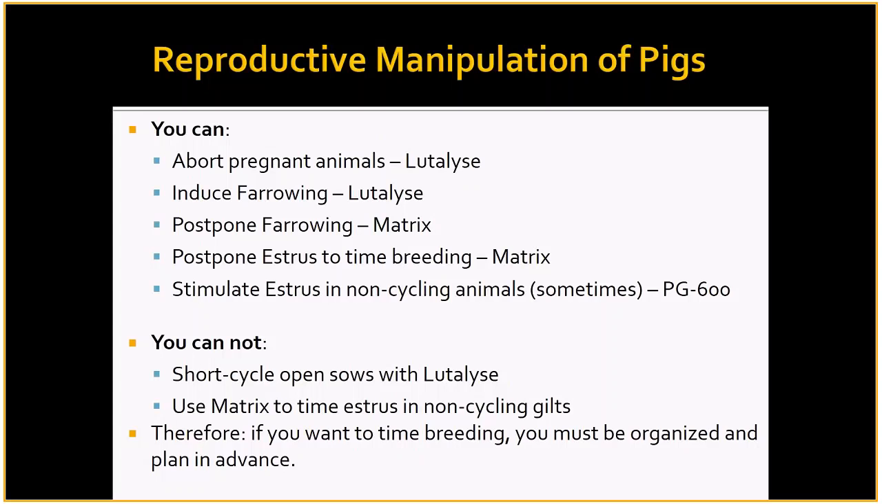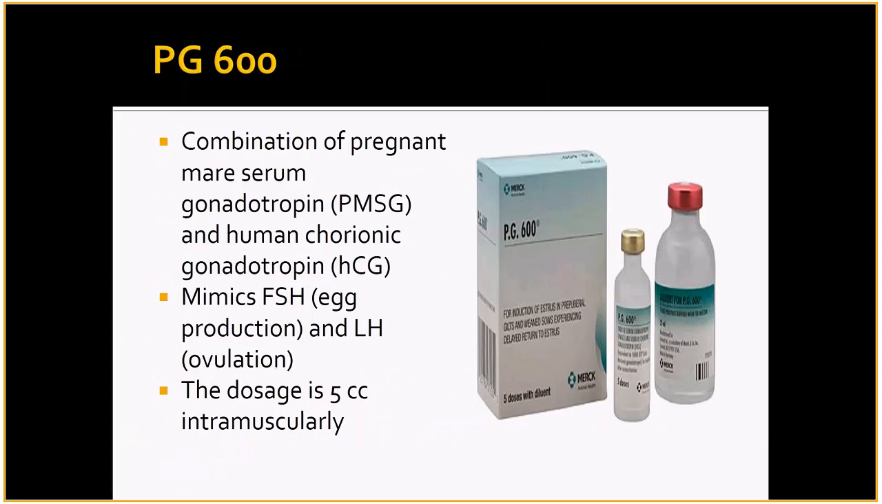So PG600, this is a combination of pregnant mare serum gonadotropin and the human chorionic gonadotropin. It mimics the follicle-stimulating hormone, which helps with egg production, and the luteinizing hormone, which is responsible for stimulating ovulation. It's a 5 cc dose IM.